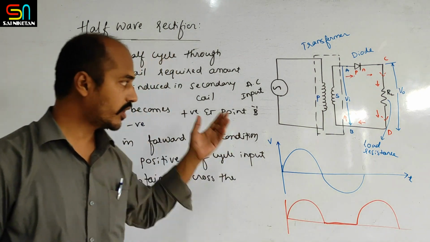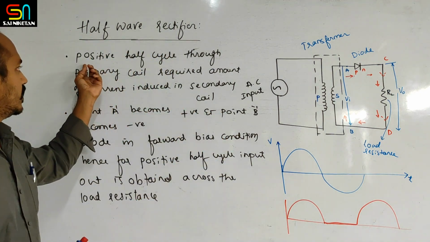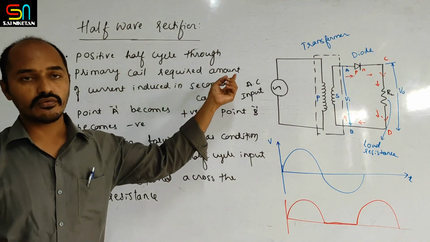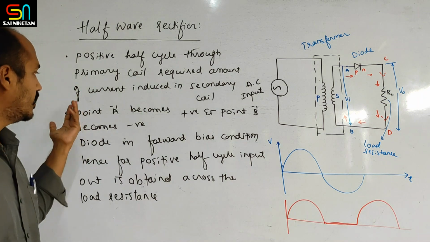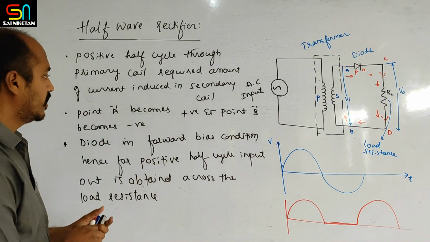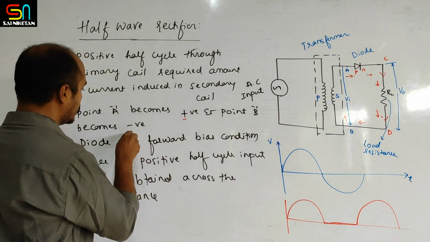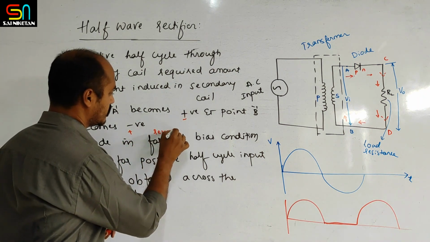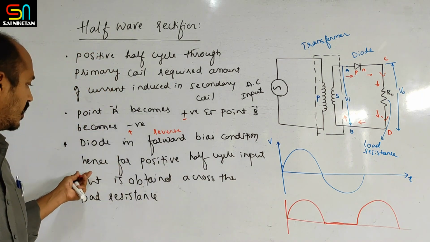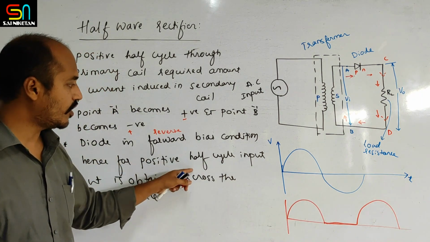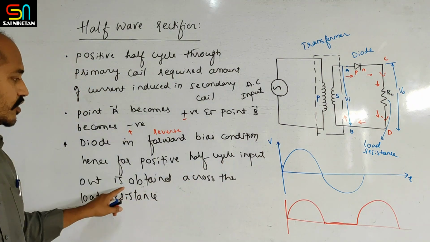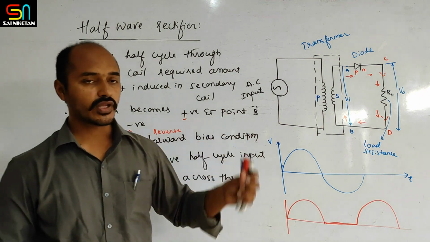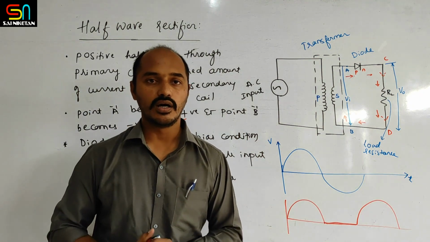Hence you have to repeat the same point. When the negative half cycle is induced in the primary coil, the required amount of current is induced in the secondary coil, then point A becomes negative and here it is positive, and the diode is in the reverse bias condition. Hence for the negative half cycle input there is no output across the load resistance. So this is regarding the two cycles of the input.